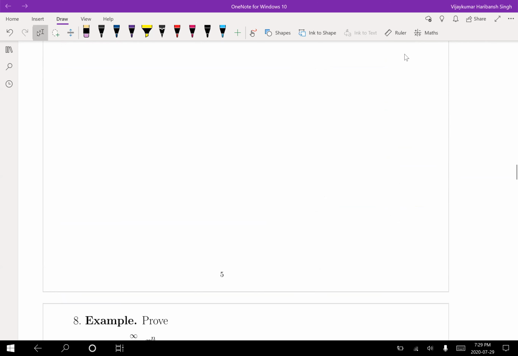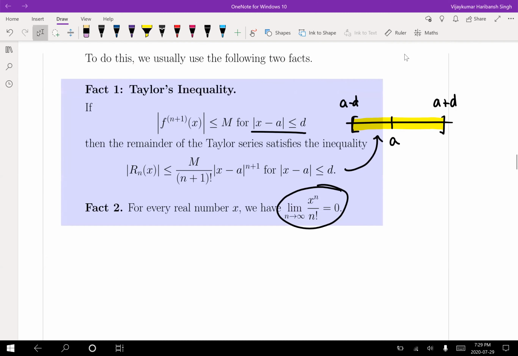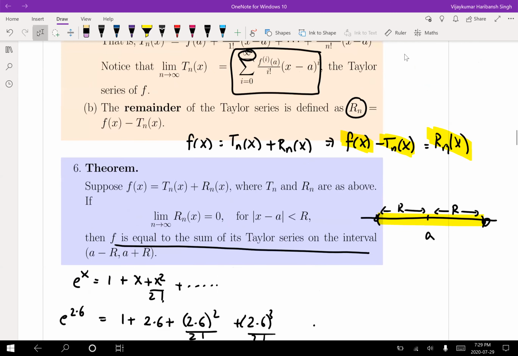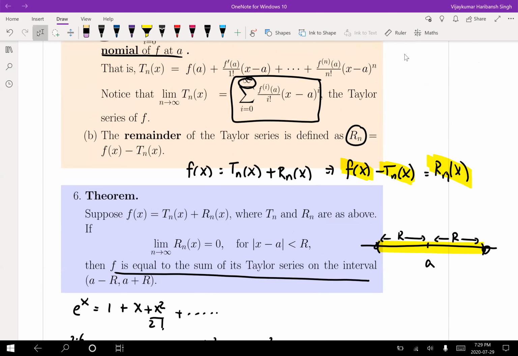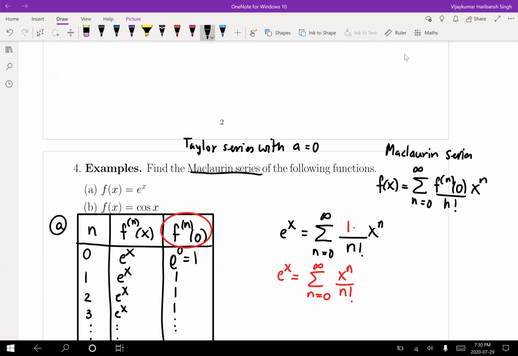we want to prove the following, that e to the x is the sum from n equals 0 to infinity of x to the n upon n factorial. You may say, well, haven't we proved that already? We found out the Taylor series for e to the x, right? And we said, well, the Taylor series for e to the x is this. So what are we trying to do here?